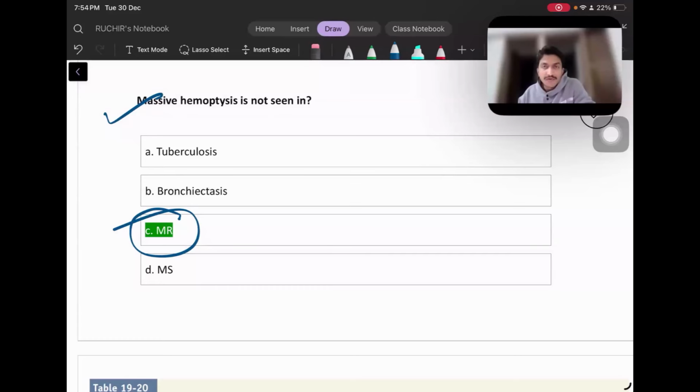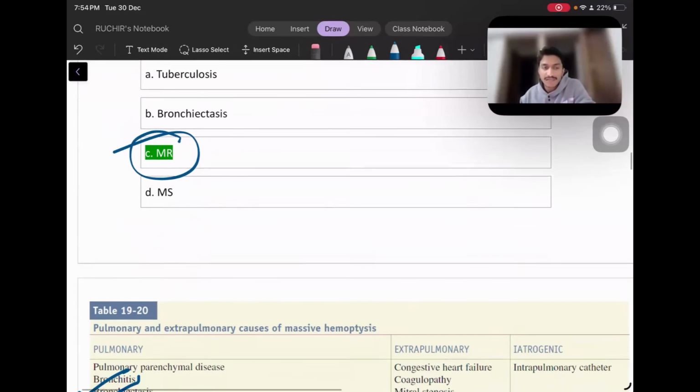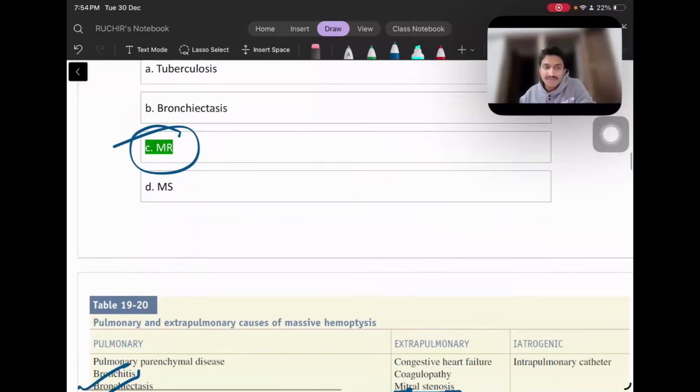Yeah. See, nutritional status, prealbumin can help you in checking the nutrition status, but when you are going to do a pedicle flap, usually nutrition status is not that important. And in clinical practice also, that is not of that much importance, as much as there is for the MRI, and hence MRI is the answer. Massive hemoptysis is not seen in MR.